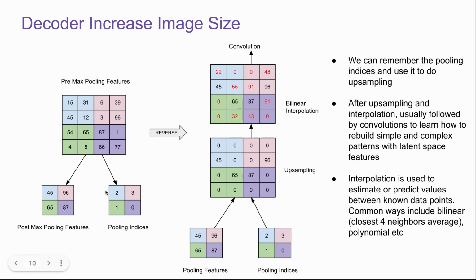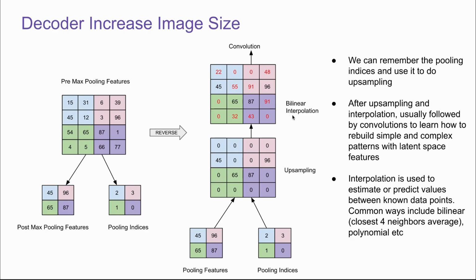We can actually reverse the downsample and do the upsample. So now we have pooling features and pooling indices. Let's do an upsampling. Since it's max pooling and we already know the maximum values and the indices, we can put the maximum values back to their original positions, 45, 96, 87, and 65. And we can fill in the other values with zeros.